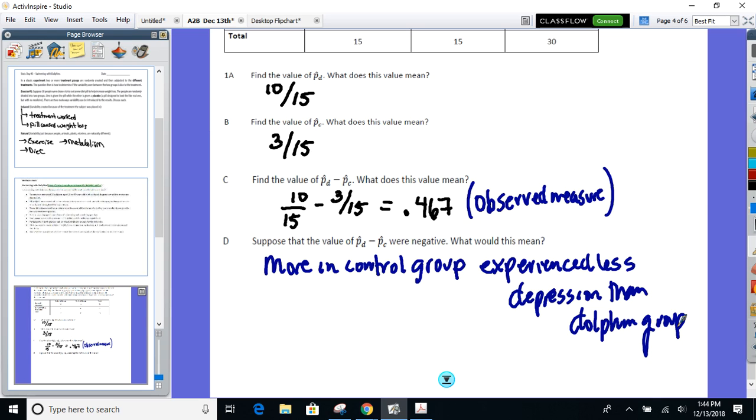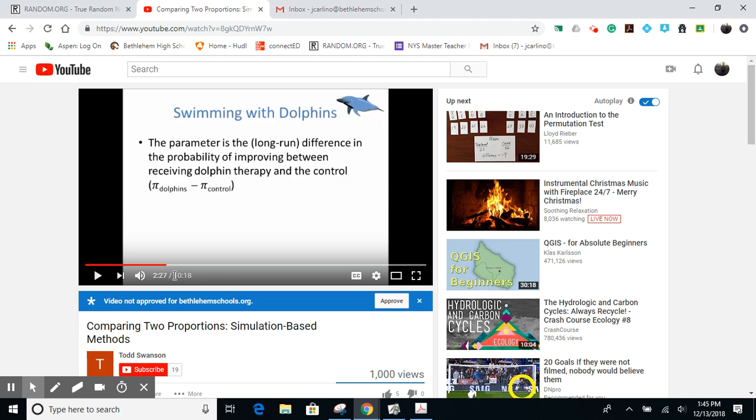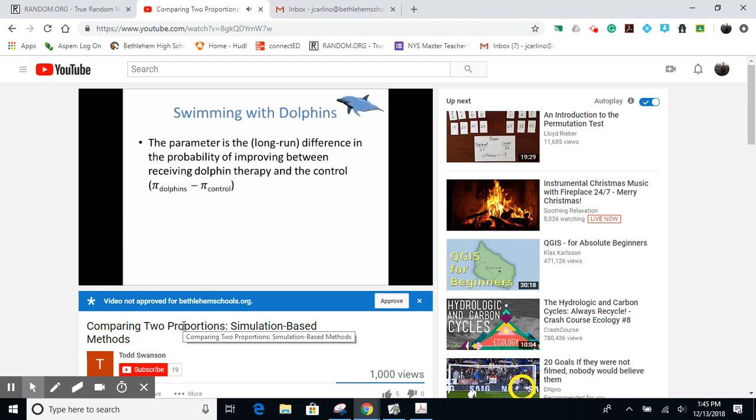And if it was 0, it means there's no change at all. No difference between them. But we all agree there is a huge difference. Okay. So let's start seeing if it's because of the dolphins or not. Ready to go? Thus, we can state our hypotheses as shown.